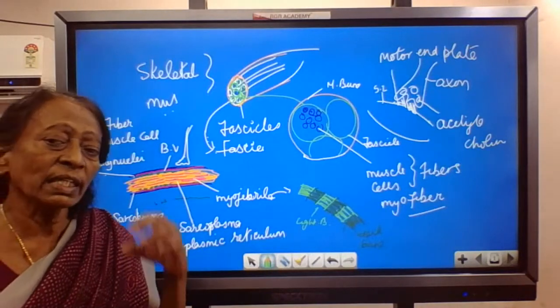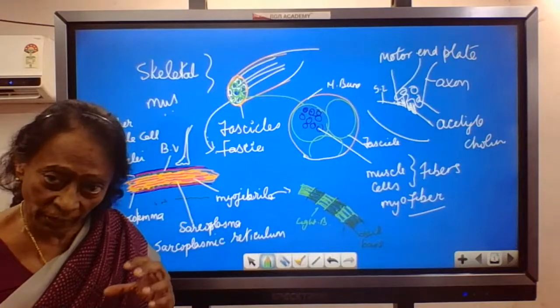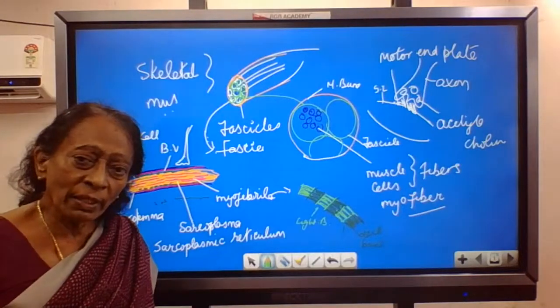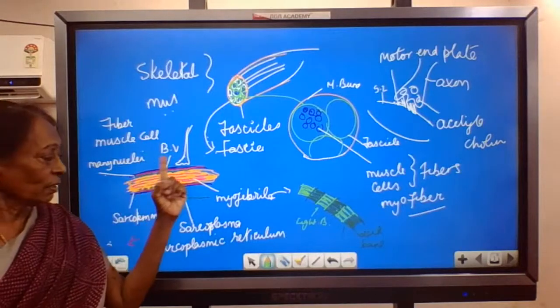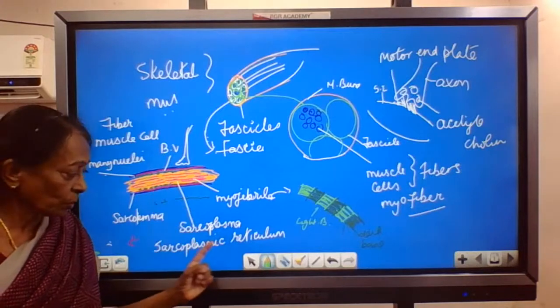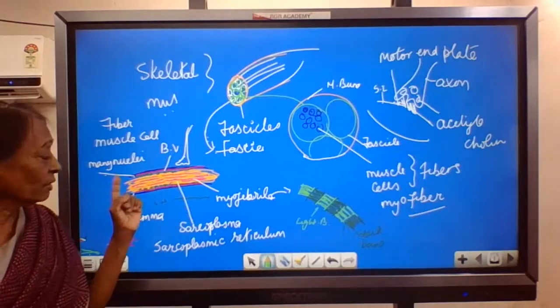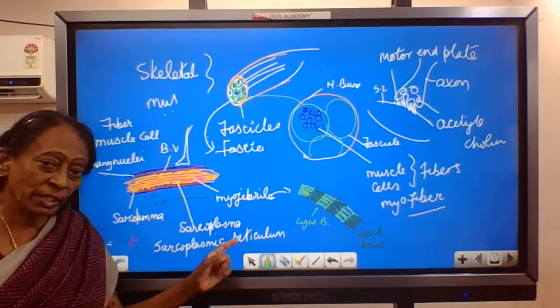Now each single cell is a muscle fiber. It's called myofiber, not fibril. The myofiber, or a single cell, has a plasma membrane called sarcolemma. It has a protoplasm called sarcoplasm. It has a network inside, the endoplasmic reticulum, which is broad and is called the sarcoplasmic reticulum.